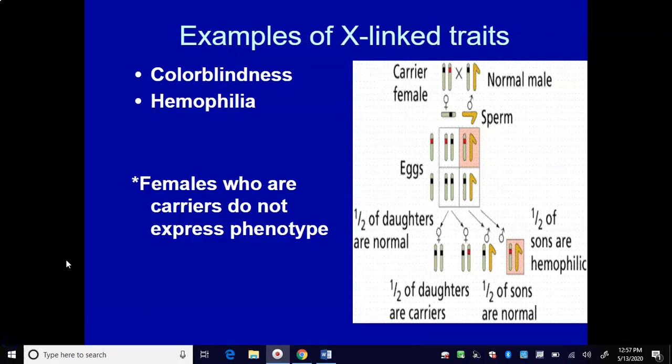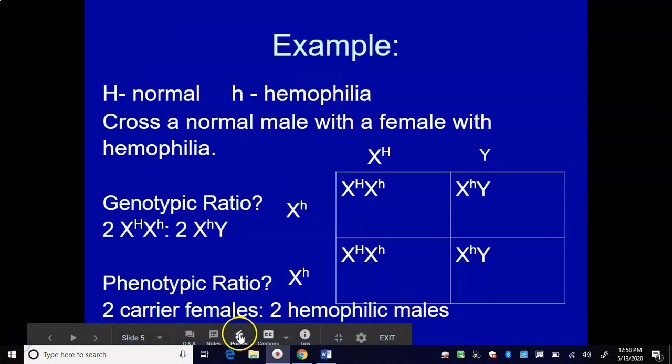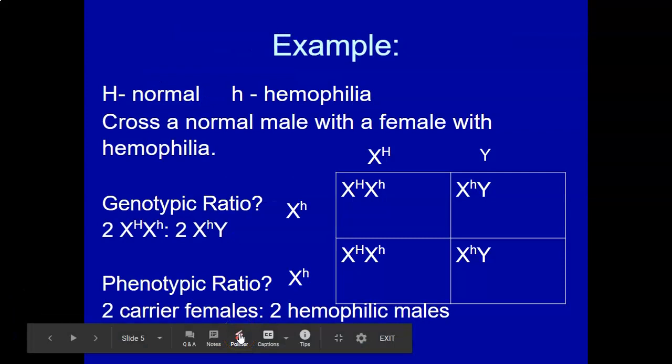And then you can have females that have it. Females with hemophilia would have to have two of those alleles, one on each of their X's. Now, colorblindness and hemophilia are both recessive traits, so you're still going to use lowercase letters when you're referring to those.